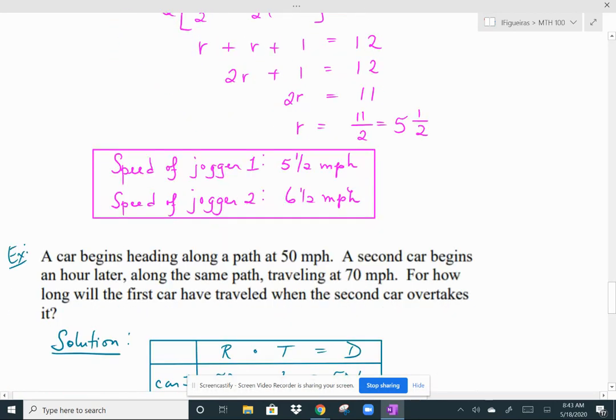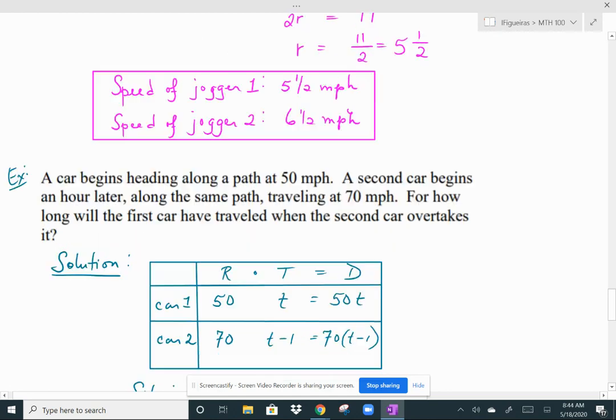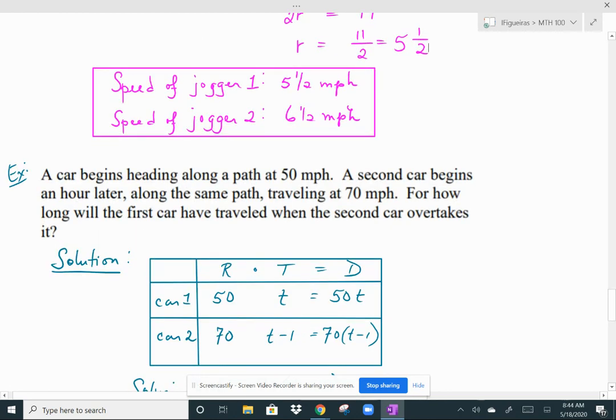All right, so here's another one. A car begins heading along a path at 50 miles per hour. A second car begins an hour later along the same path, traveling at 70 miles per hour. For how long will the first car have traveled when the second car overtakes it? Initially you see that you're given speeds or rates for both car 1 and car 2. So those are our descriptors, car 1 and car 2.